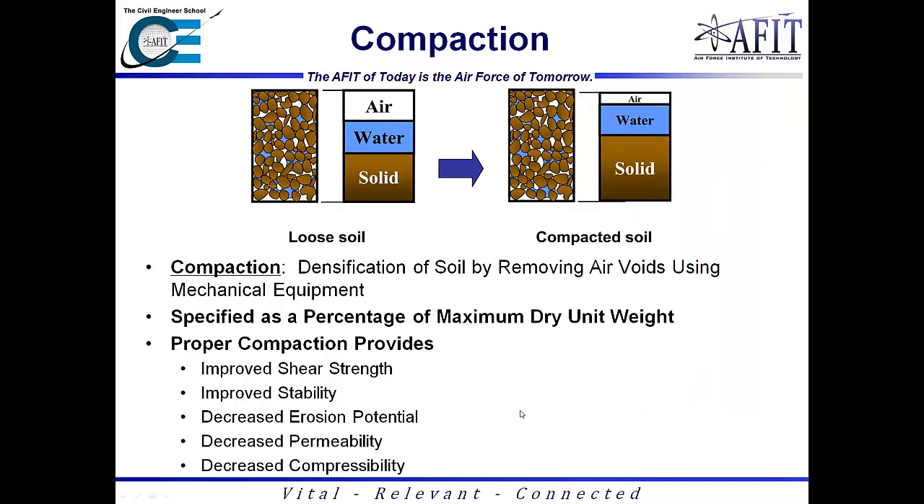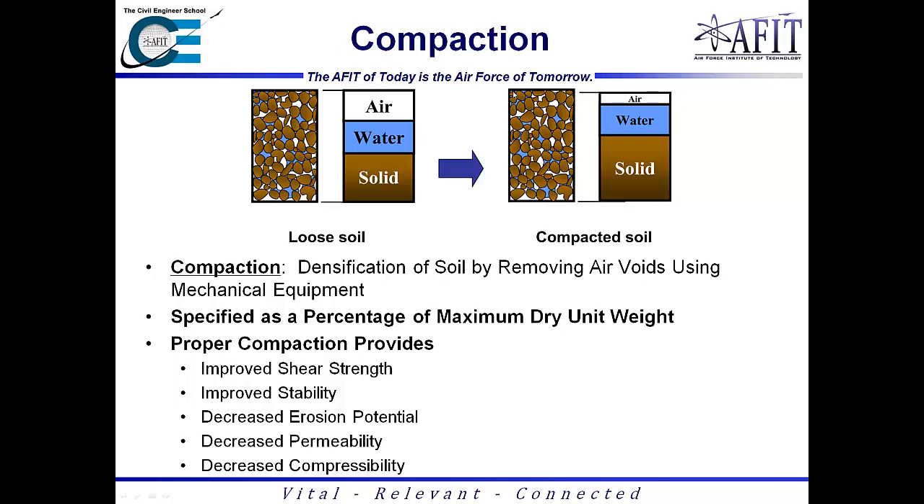So getting into compaction now. Compaction is a densification of soil by removing air voids using mechanical equipment. And so if you look up here, this is kind of what this really means. If I have this soil profile right here, this is prior to compaction. However, after I compacted it, if you notice, the volume of air has gone down.